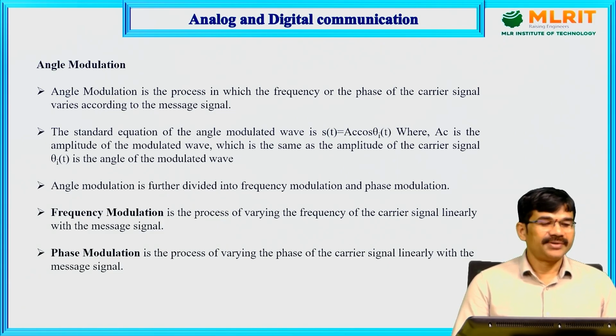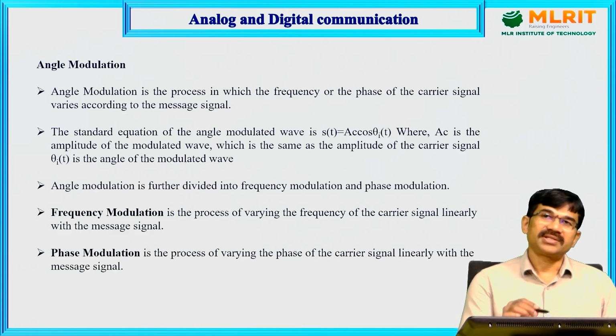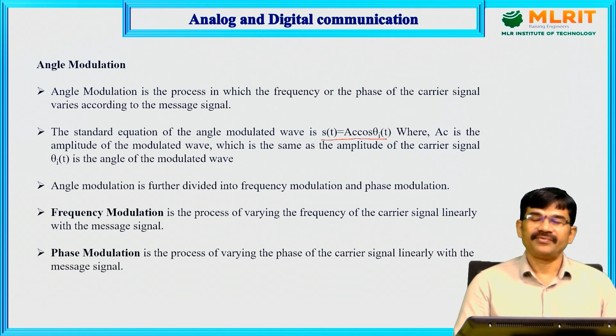So the standard equation for the angle modulated wave. Once the modulation process is completed, the output wave we call the modulated wave. That modulated wave can be represented as S of t, which is A_c cos theta_i of t, where A_c is the amplitude of the carrier signal and theta_i of t is the angle of the modulated wave. Angle modulation is further classified into two types: the first one is frequency modulation, the second one is phase modulation.